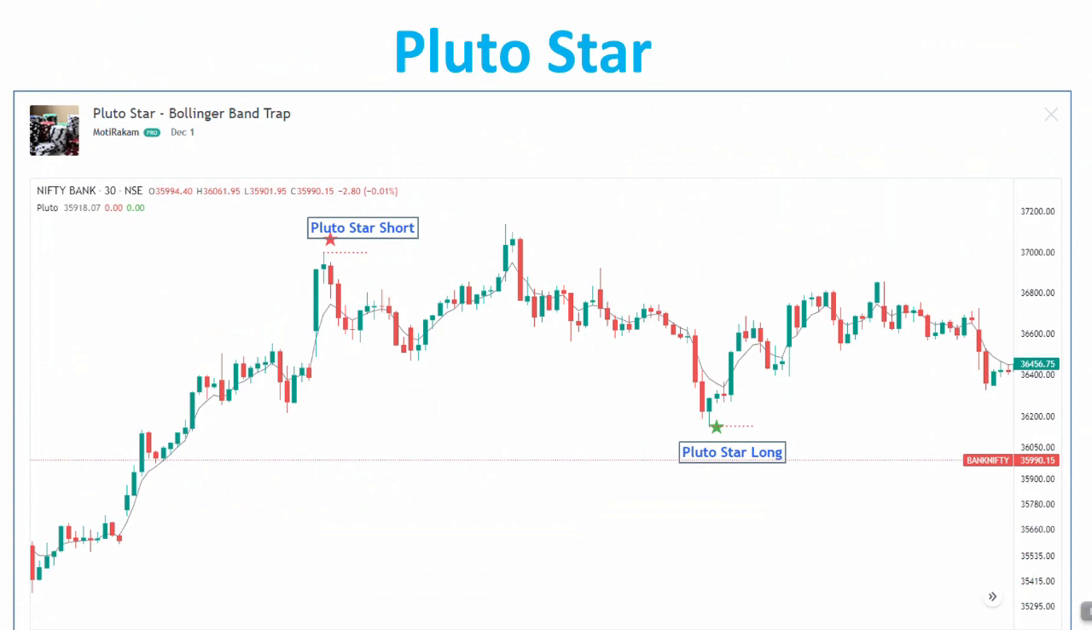So before we go and understand how Pluto Star works, and before we put it on a live chart to see how trading signals can be caught using Pluto Star, I'll try to explain in brief what the concept behind it is, what is the concept it works on. Okay.